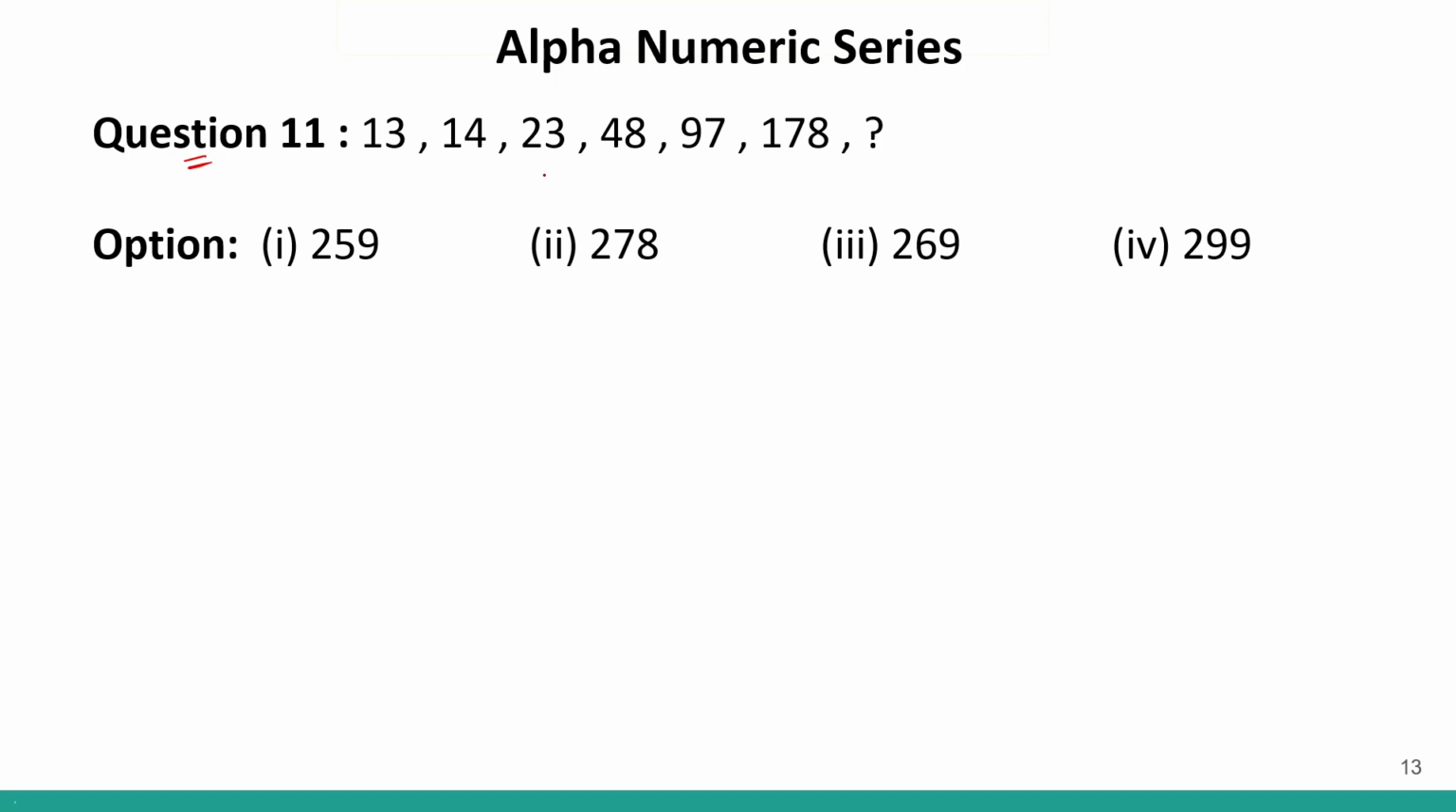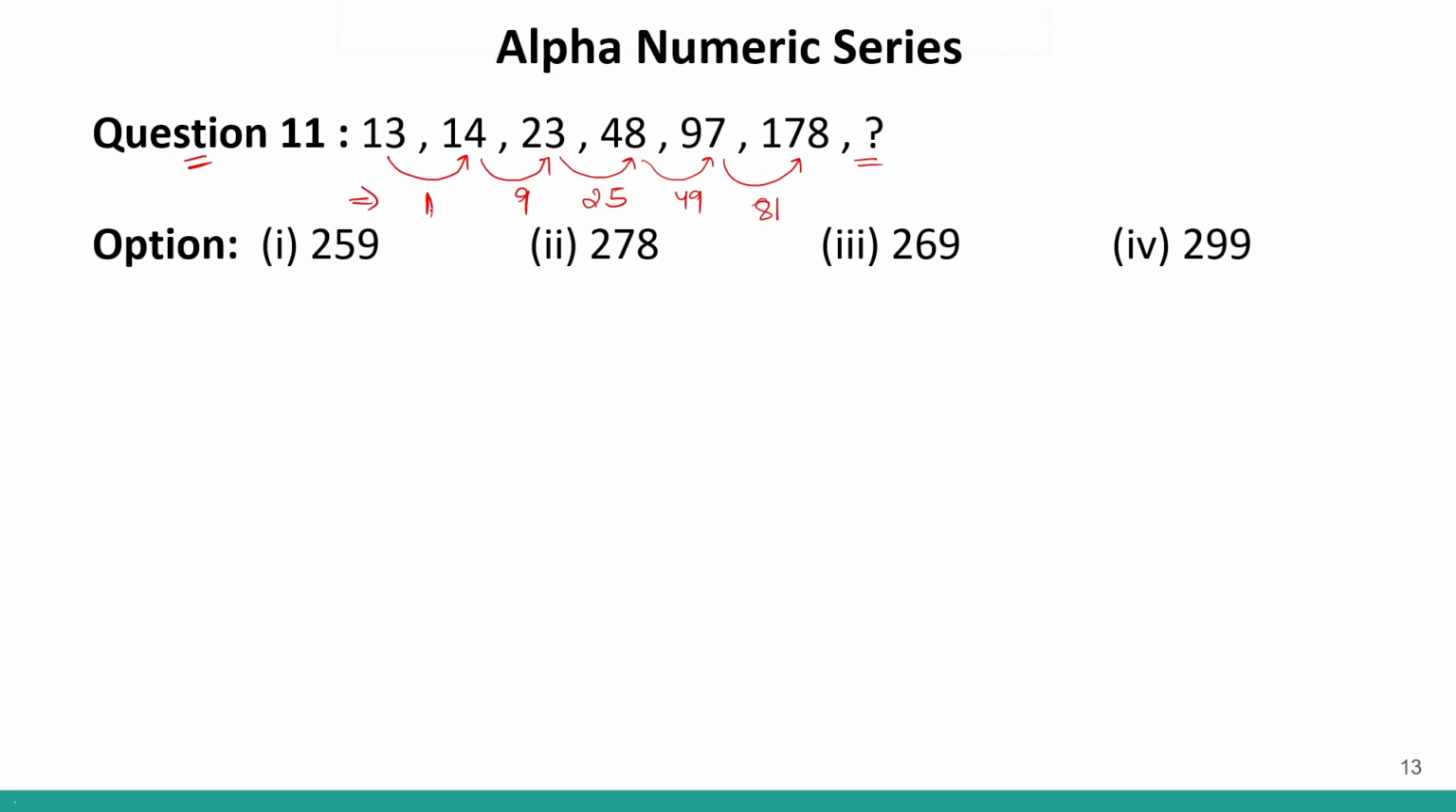We have 13, 14, 23, 48, 97, 178 and we have to find the missing term. Correct? So between 13 and 14, I can see a difference of 1. Between 14 and 23, a difference of 9. Between 23 and 48, a difference of 25. Between 48 and 97 is a difference of 49. And between 97 and 178, it is a difference of 81.